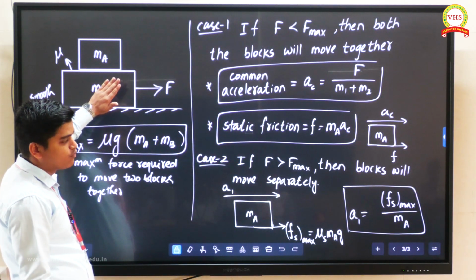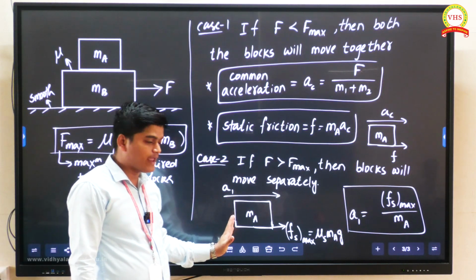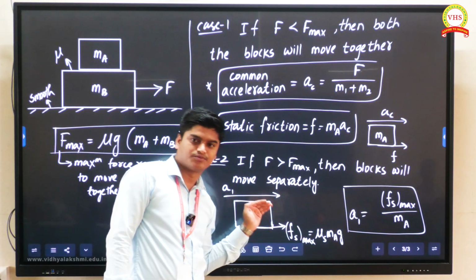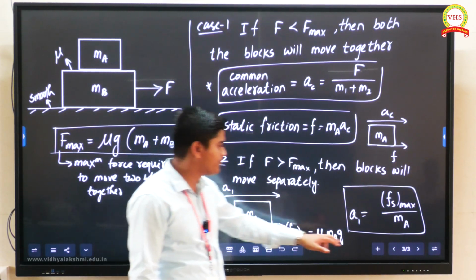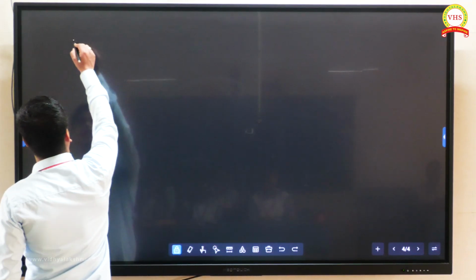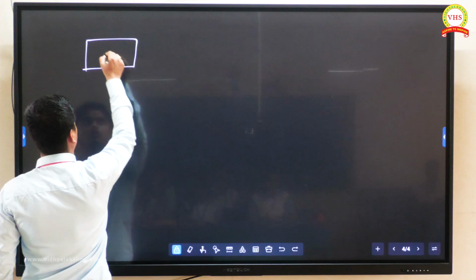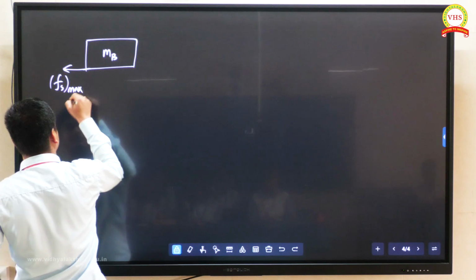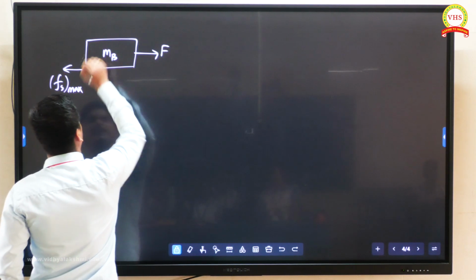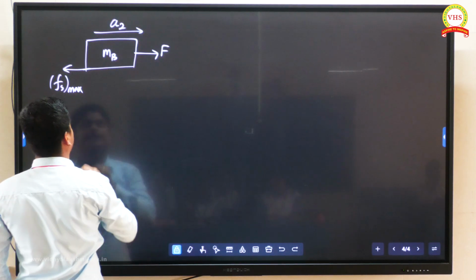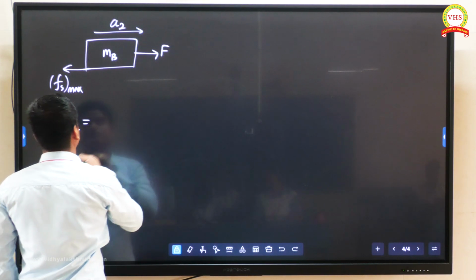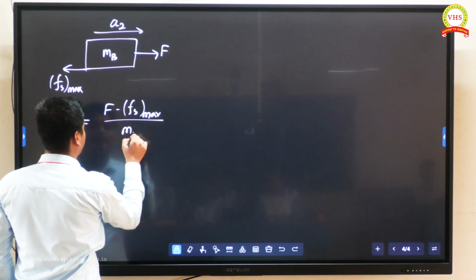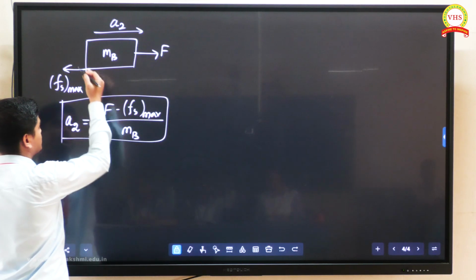For the B block we will try to find the acceleration of the B block. For the A block, did you understand, only friction is responsible for motion, that's why here friction is taken in this forward direction. But for the B block, if you do the free body diagram, friction will act in the opposite direction, which is Fs max only, and here force F is acting. It is moving in this direction with a different acceleration, which is A2. Now A2 is nothing but F minus Fs max divided by Mb. So this is your acceleration for the second block.